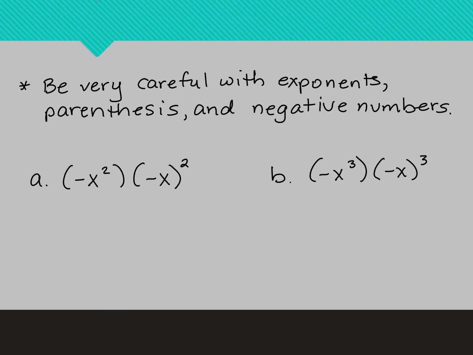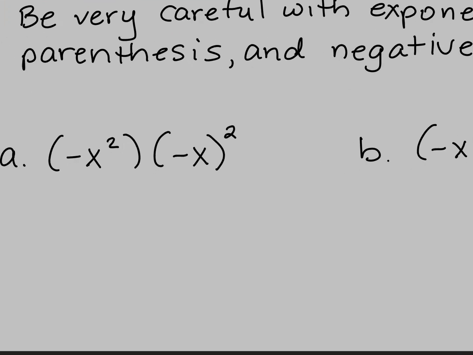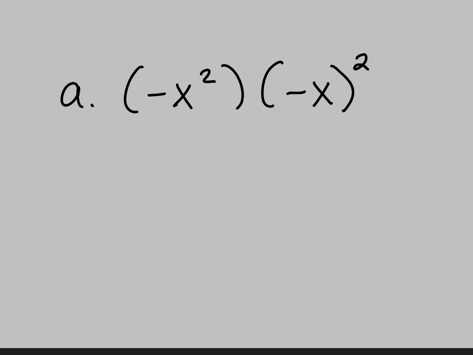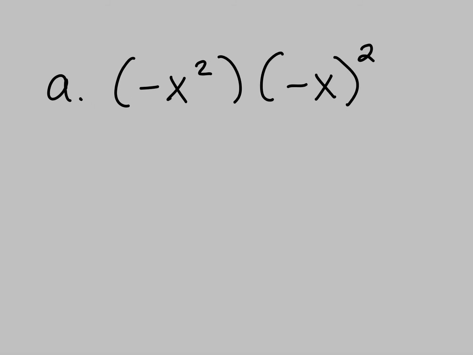All right, example 3 says be very careful with exponents, parentheses, and negative numbers. So looking at A. So these two parentheses are very different. Even though they look similar, they're different. So in the first one, what's being squared? Is that squared applying to the negative? No, it's just being applied to the x. So it's just that x that's squared.